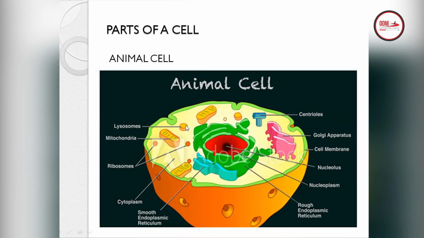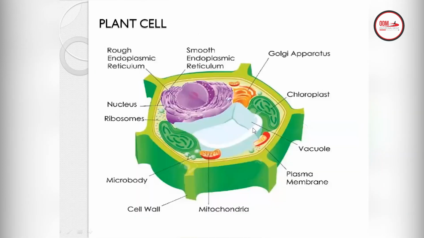Lysosomes, which are also called the suicidal bag of the cell. So they help in the degradation of all the residue substances or the toxic substances present in the cell, and also they are capable of digesting the total cell. So they have hydrolytic enzymes. So this is the total structure of the animal cell.